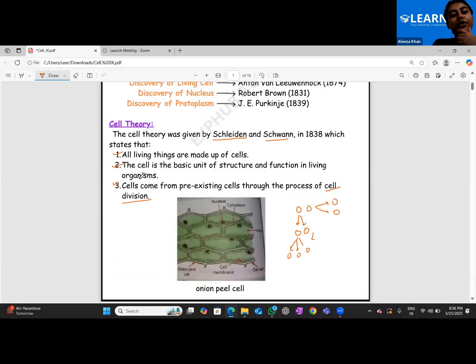If you observe the cells of the onion peel under the microscope, you would be able to see this type of image. These are the cells of the onion peel.